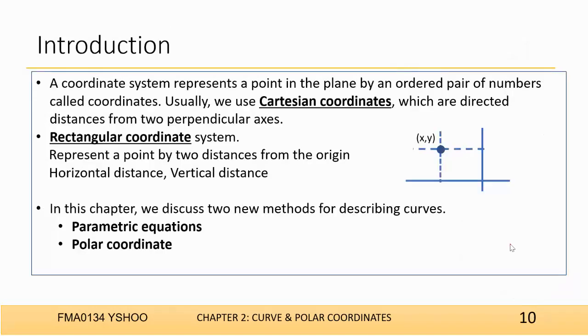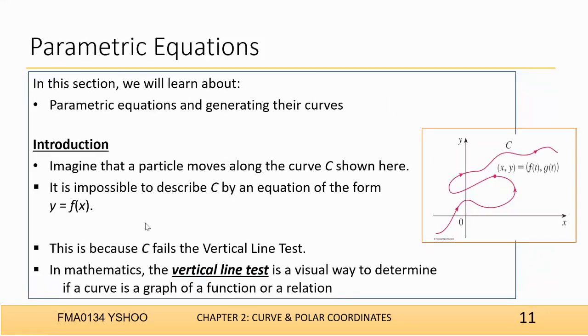Okay, so now we look at the first one. A coordinate system represents a point in the plane by ordered pairs of numbers called coordinates. Usually we use Cartesian, or what we call rectangular coordinates. They represent a point by two distances from the origin, horizontal and vertical. In this chapter we are going to learn two systems, parametric and polar.